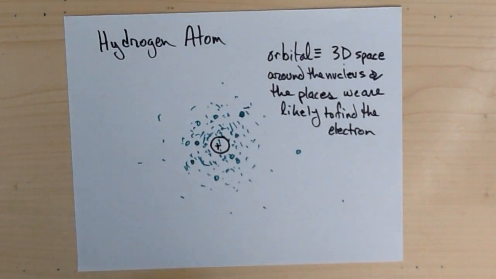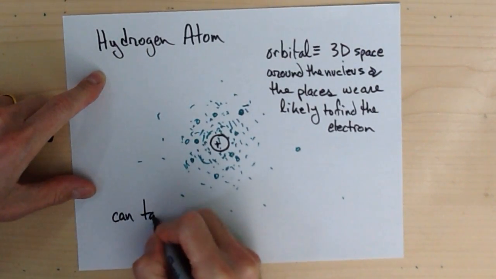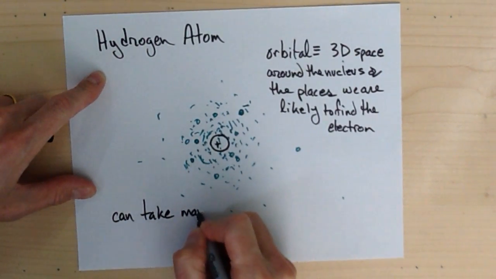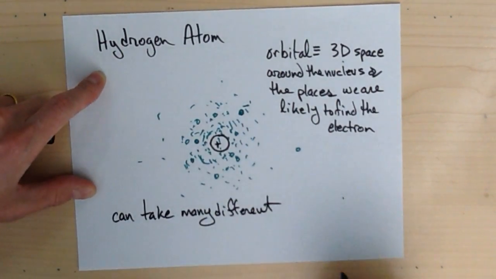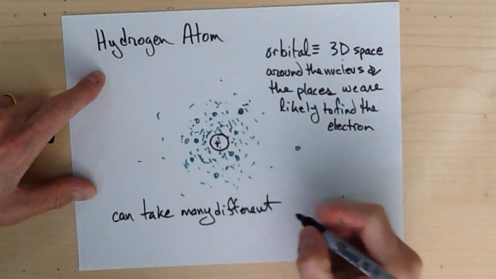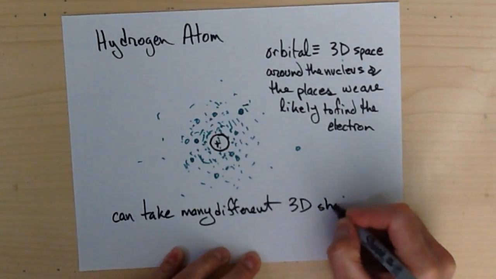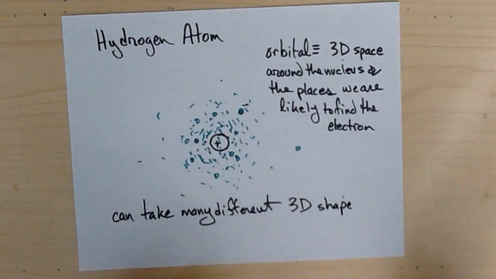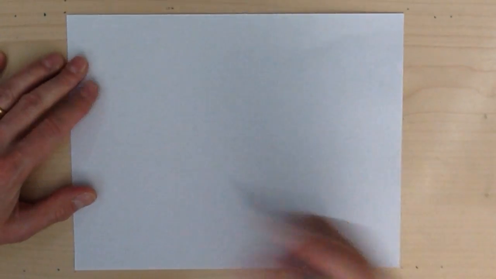What I want to get to say is that these can take many different shapes. But since these are three-dimensional shapes, this is actually kind of hard to draw. So let me try, but let me finish this. Many different shapes. Many different 3D shapes. All right, so let's take a new page. Let's try to draw some of these.